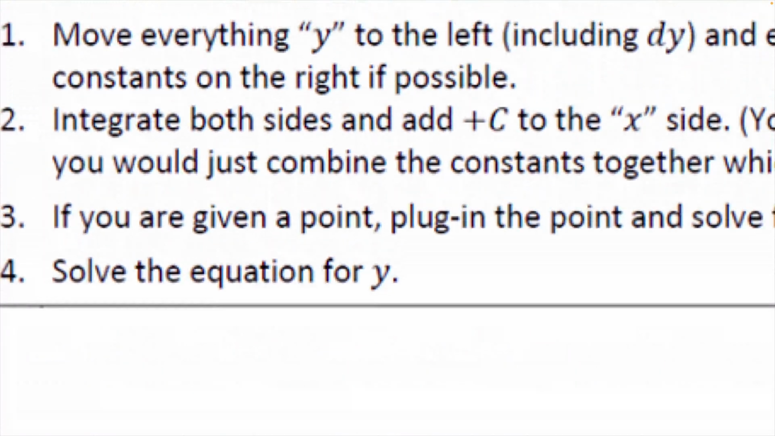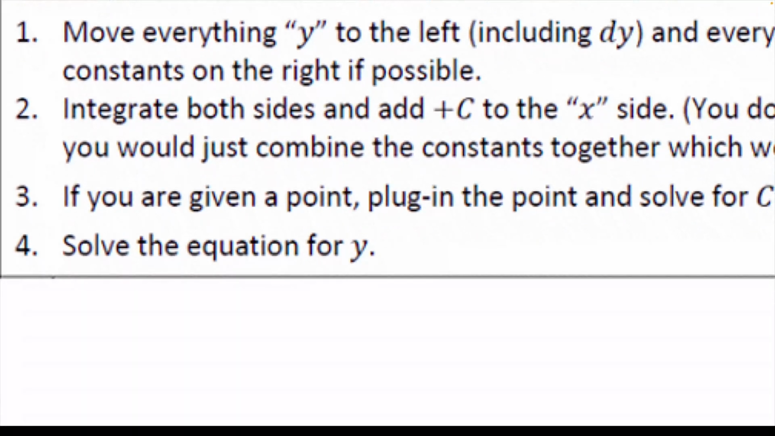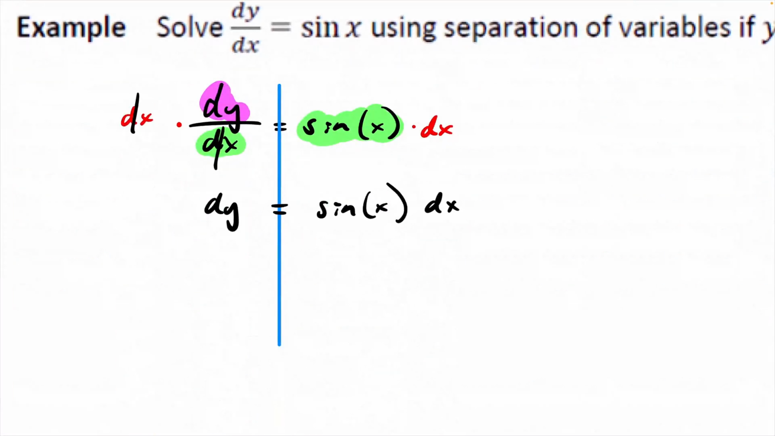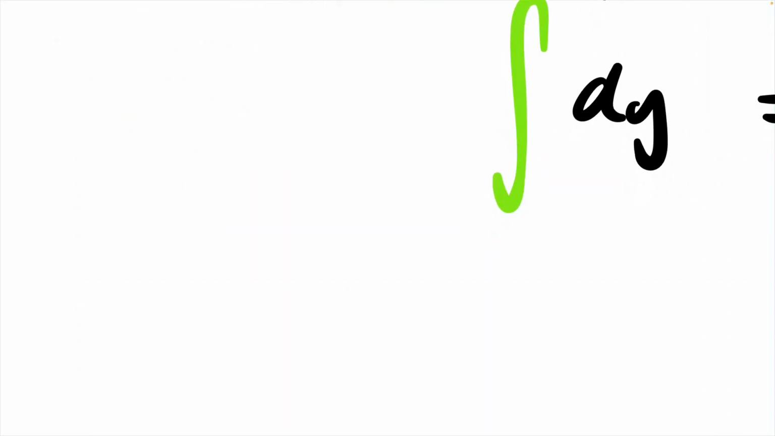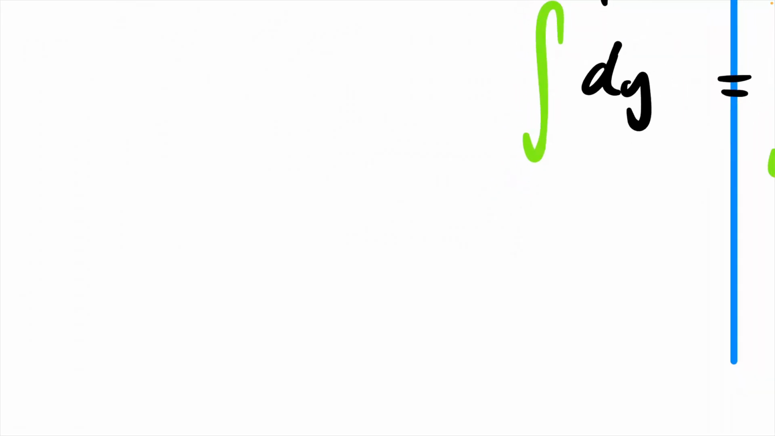Step 2 says integrate both sides and add a plus c to the right side. The x side is the right side. Okay, so I'm going to use integration. That's what integrate means. Antiderivative. So let's start on this side. What does dy mean? Derivative of y, right? So what's the antiderivative of the derivative of y? Y. It's just y. So the antiderivative of dy is y.